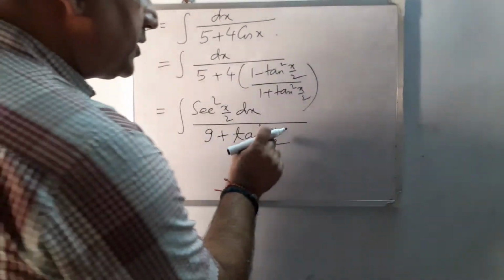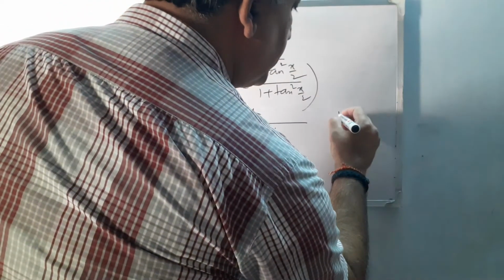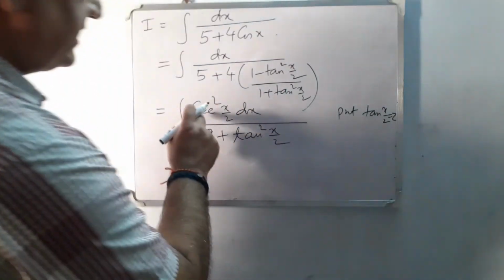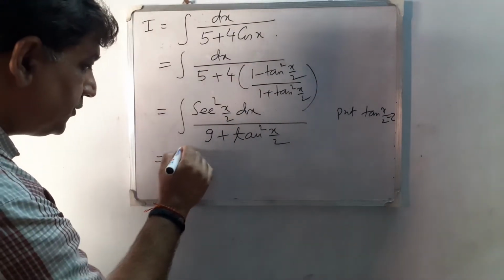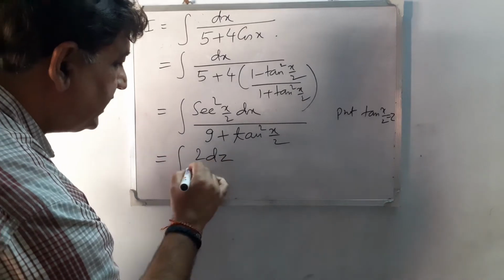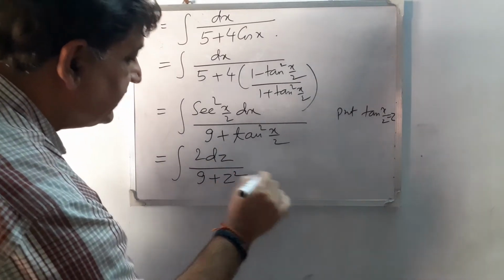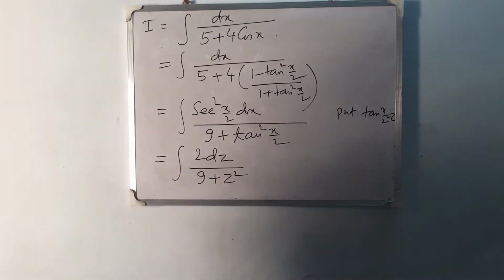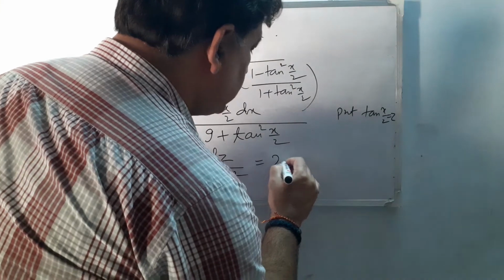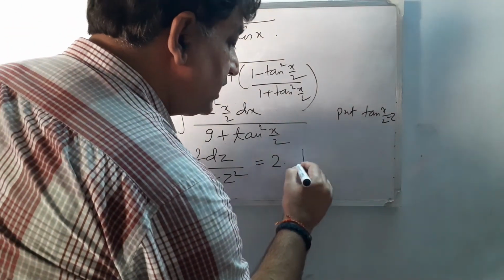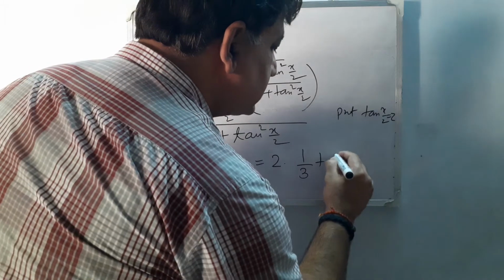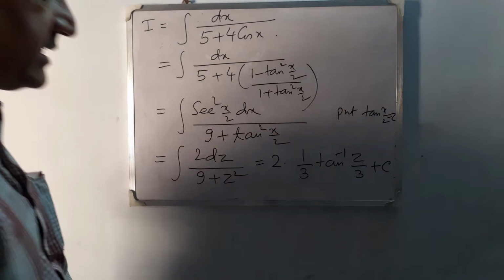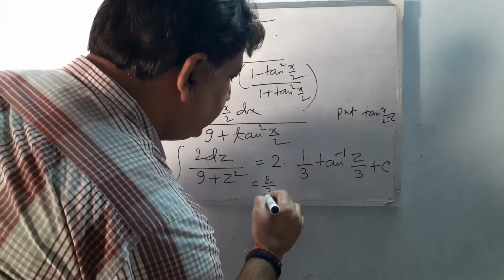And further, if you put tan x by 2 as z, what you will get? You will get this as 2 dz, just as we have told you. So 2 dz by 9 plus z square, and it is of the form x square plus a square, standard integrals. We have discussed it earlier. So this 2 comes out and the final answer will be 2 by 3 tan inverse z by 3 plus c.